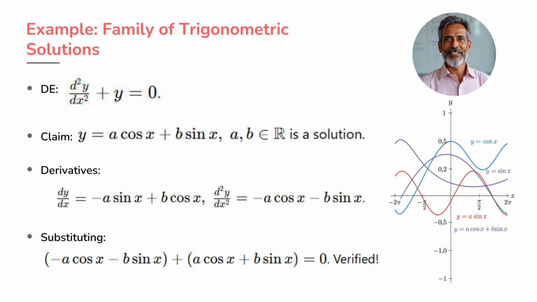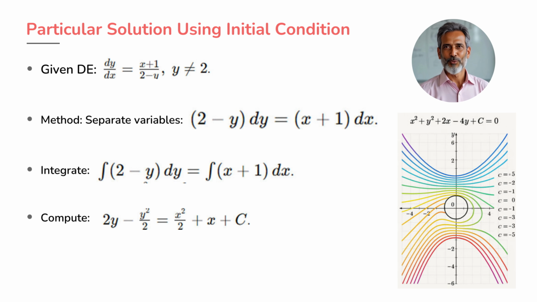This shows us that sine x and cosine x are linearly independent solutions, and their combination forms the complete general solution. It's like saying sine and cosine are the two Lego blocks, and together they build every possible solution to that equation. Now, let's work through a slightly more advanced example.